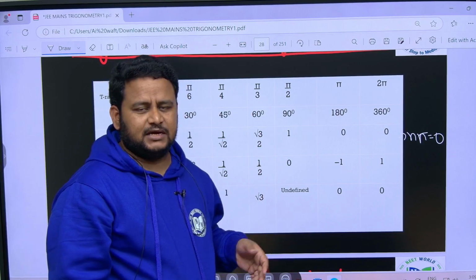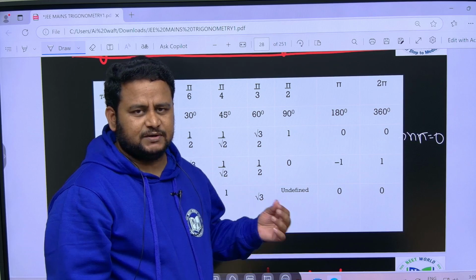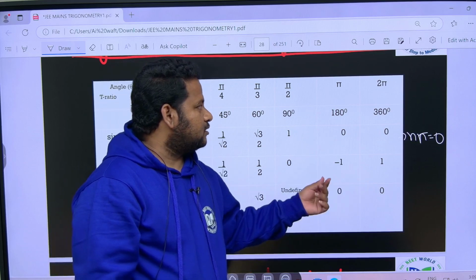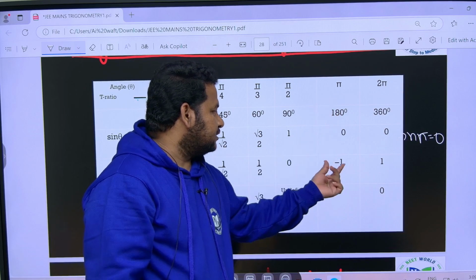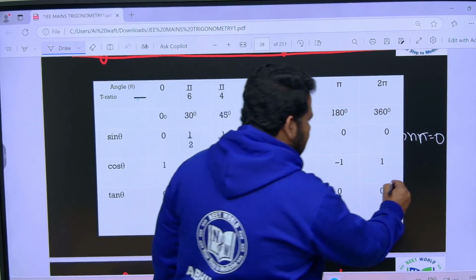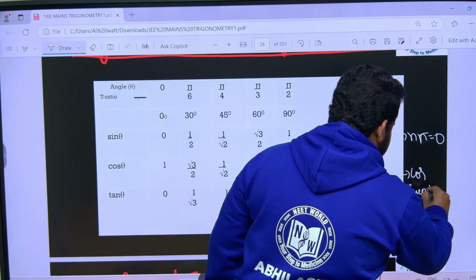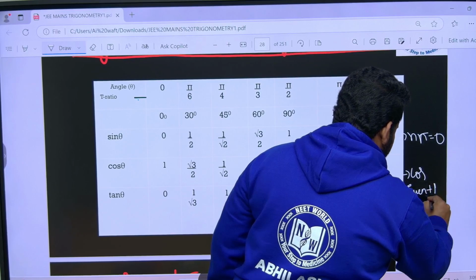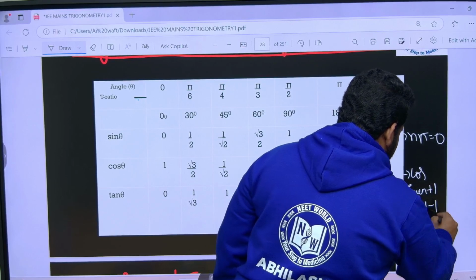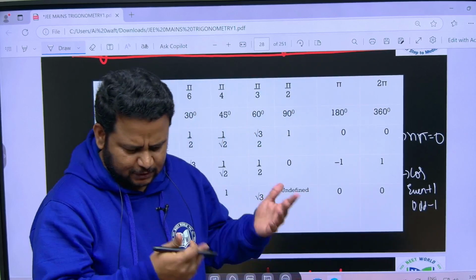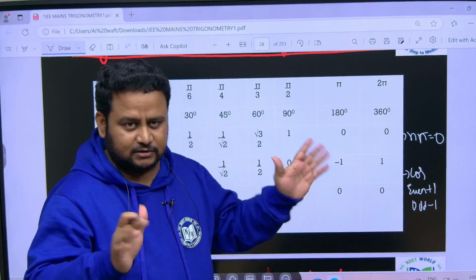Cos odd pi, cos even pi. Cos even pi is what? Cos 2 pi is 1. Cos odd pi is what? That is cos pi, that is minus 1. So you can remember cos as even positive, that is 1, odd negative, minus 1. Even is positive, odd is negative. Remember like that.